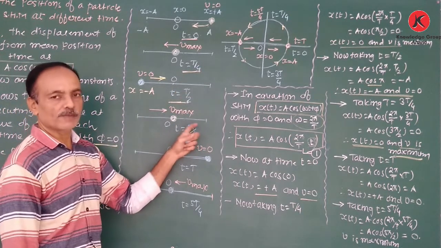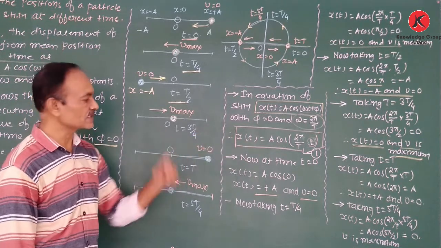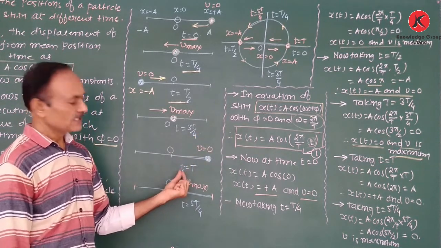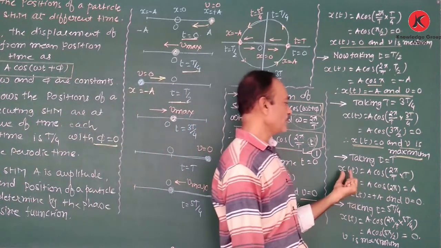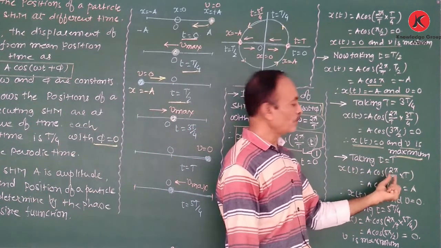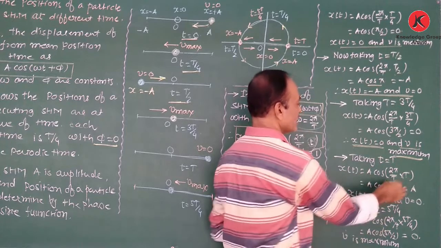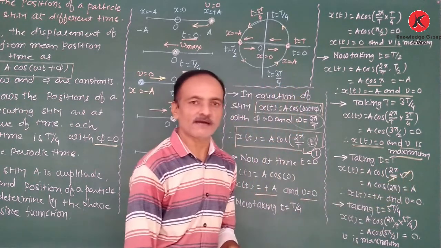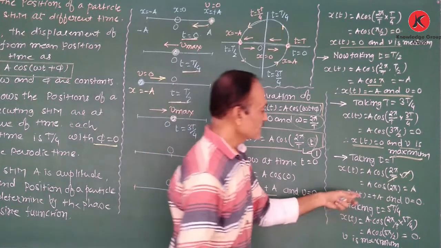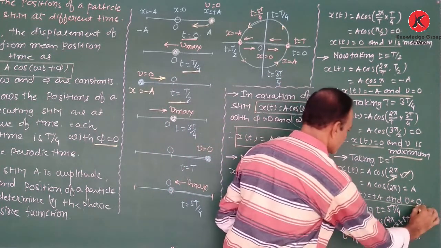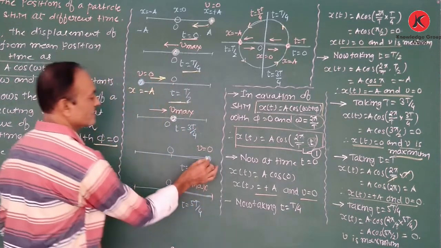Now, the fourth T by 4 time. So T by 4 plus T by 4 plus T by 4 plus T by 4, so that is T. So t is equal to T. We substitute in equation 1. Therefore, x(t) is equal to A cos 2 pi upon T into T, T cancels, cos 2 pi is again 1. So it is equal to A. Therefore, the particle is at its initial position again.